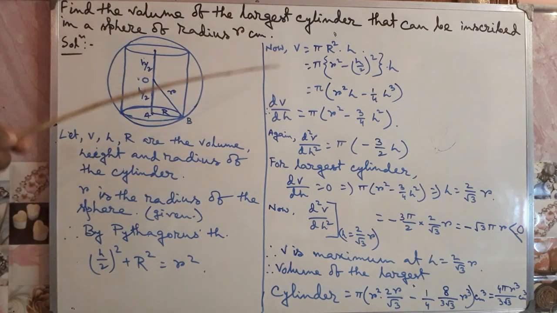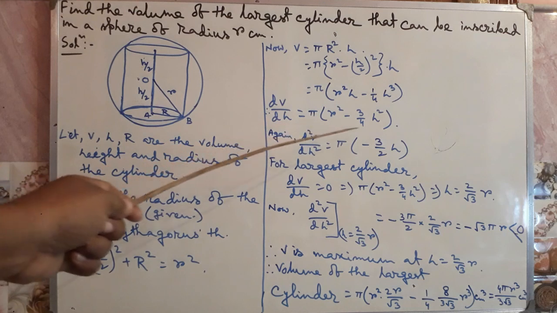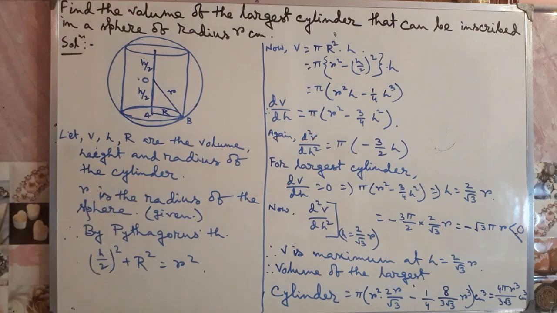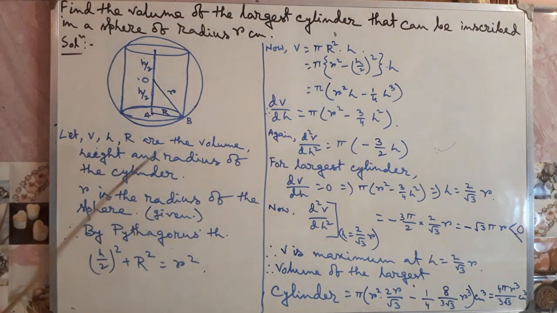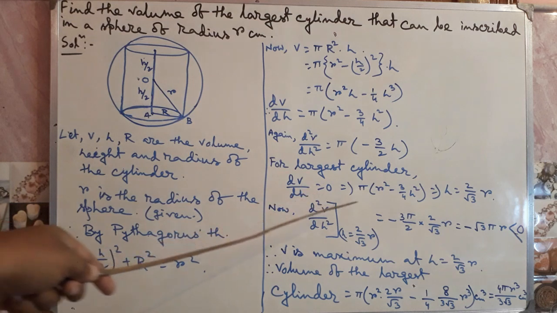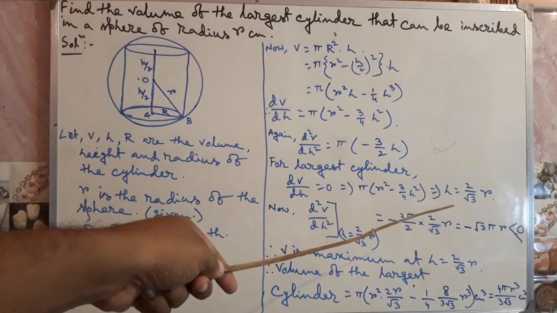Now differentiating both sides with respect to h, dV/dh will be this. Again differentiating with respect to h, the second order derivative of V with respect to h will be this one. Now for the largest cylinder, that means the volume is largest, the first order derivative of the volume will be equal to 0. From that we will get the value of h, that is 2r/√3.